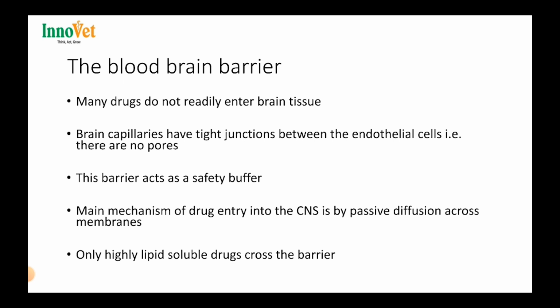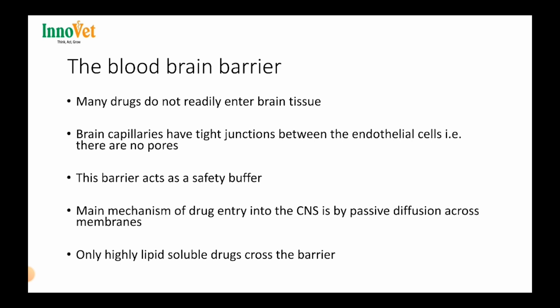So another specialized tissue is the blood-brain barrier, which is simply the barrier between the vascular system and the brain tissue. So many drugs do not readily enter brain tissue. Why is this? Brain capillaries have tight junctions between the endothelial cells, i.e. there are no pores. So this barrier is supposed to act as a safety buffer to prevent certain molecules from entering the brain tissue.